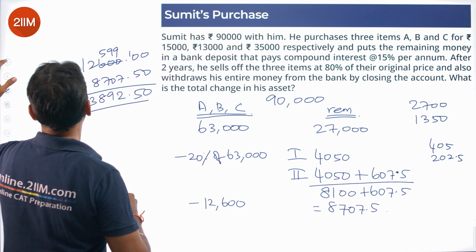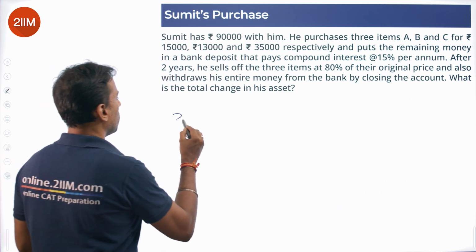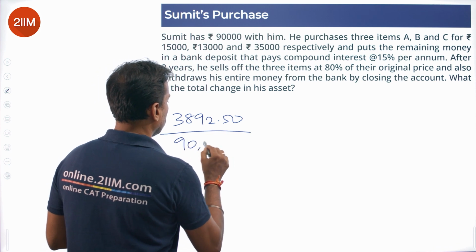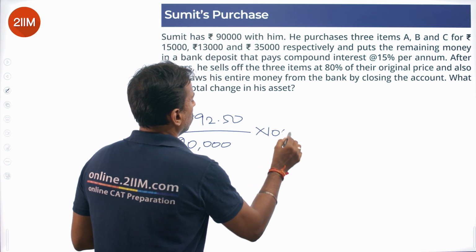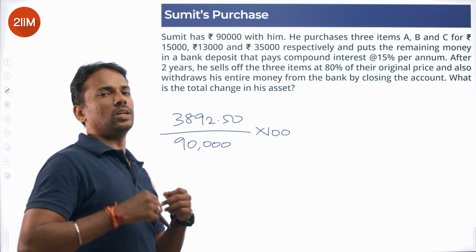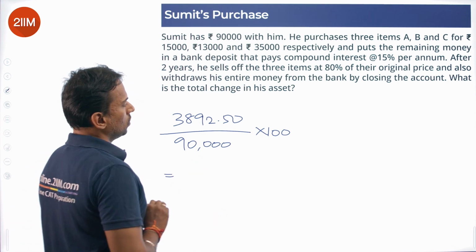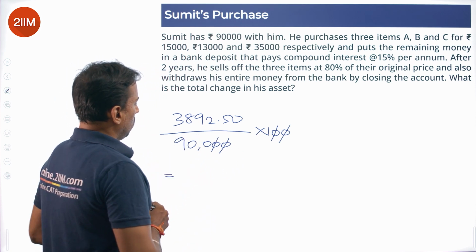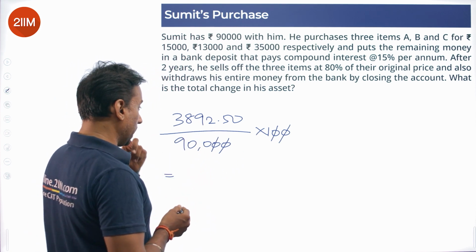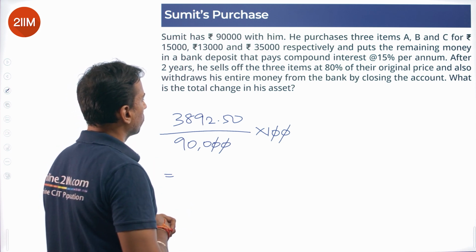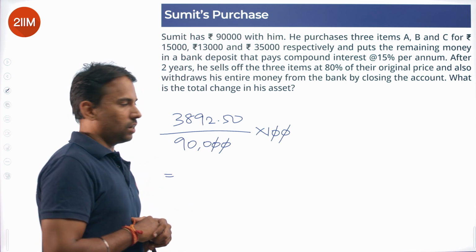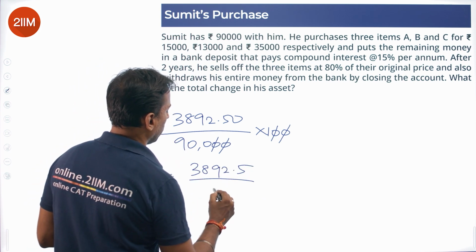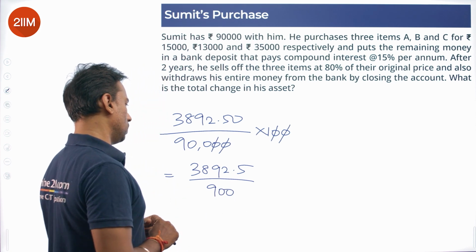We can go for a fresh slide. 3892.50, okay. 3892.50 over 90,000 into 100. So whatever this is, that much percentage loss is going to be the answer. So we'll try cutting the zeros, and then I can try cutting with 9 tables. Okay, we'll do this patiently. So we are left with 3892.5 by 900. This is what we are left with.